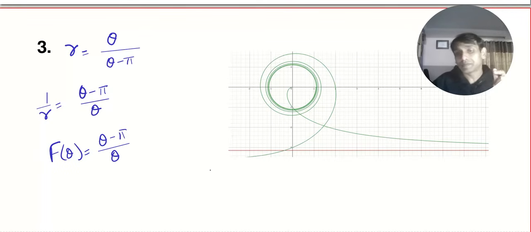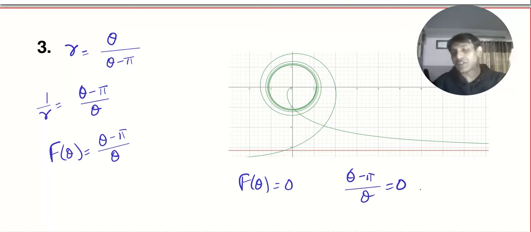Now quick. What is step number 2? Yeah, equate the function to 0. So (theta minus pi) by theta is equal to 0. Solve it. Use any technique, solve it. I'm just cross multiplying, simplifying, etc. I got theta equal to pi. Call this particular value as alpha.